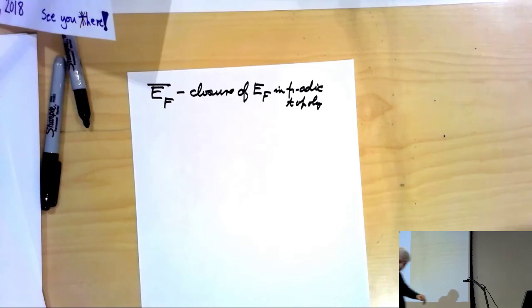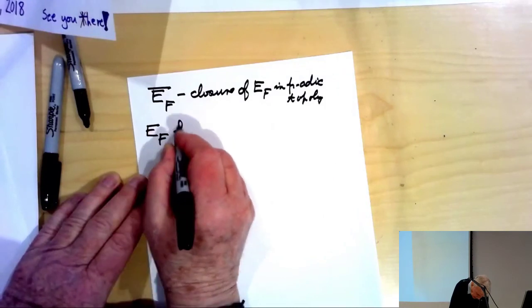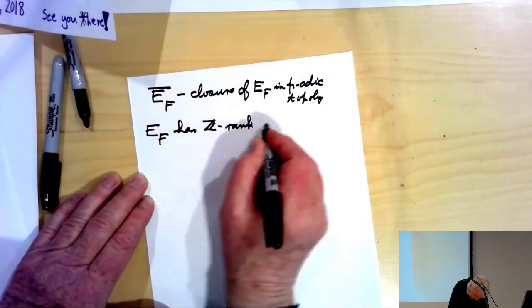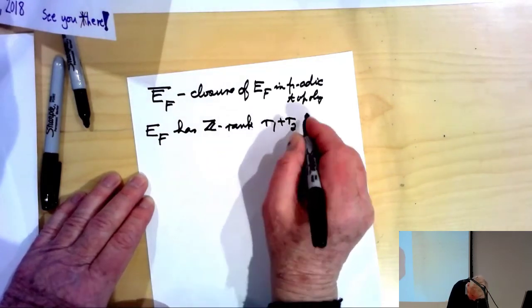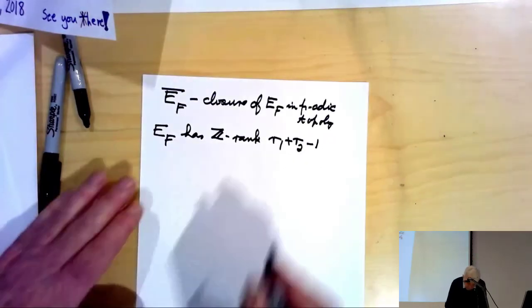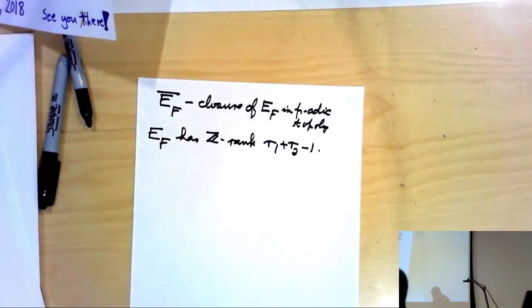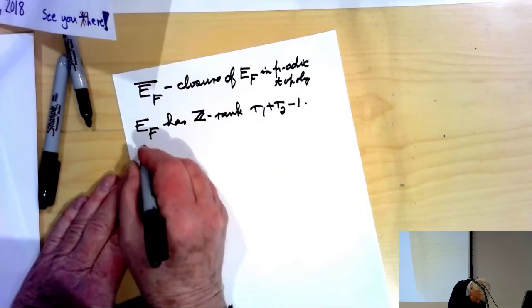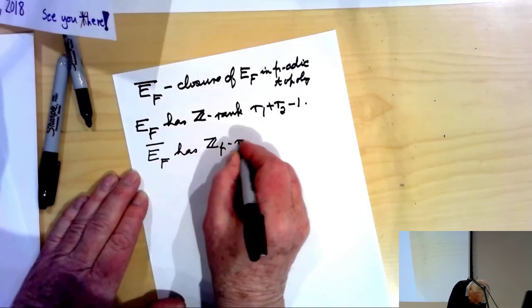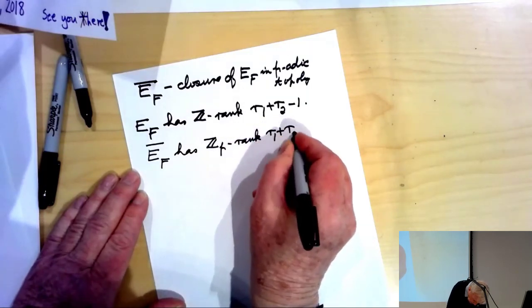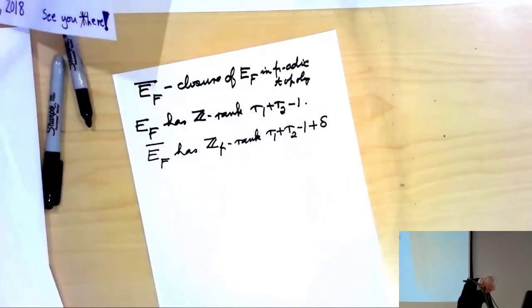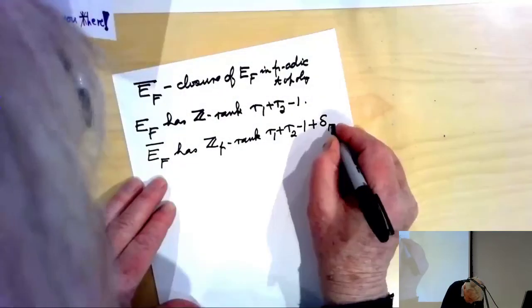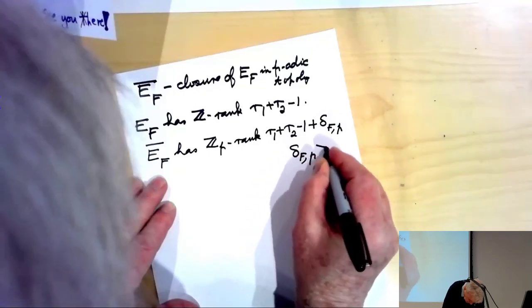And now, of course, by Dirichlet's theorem, EF has Z rank R1 plus R2 minus 1 as a Z module, where these are the real places and the number of pairs of complex places. But now, once we take the Z_p module that they generate, on the face of it, there could be p-adic relations between them. So all we can say in an elementary way is that EF bar has Z_p rank R1 plus R2 minus 1 plus delta_FP, where delta_FP is some integer greater than or equal to 0.